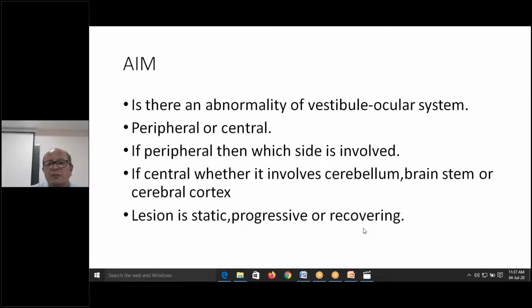All this information we can get from an electronystagmogram. First is to establish an abnormality, then to say whether it is peripheral or central. If it is peripheral, which side is involved; if central, which part; and then whether it is an active lesion or it is static, progressive, or recovering.